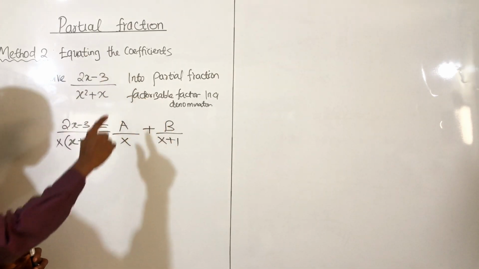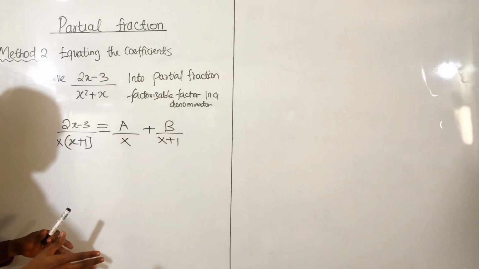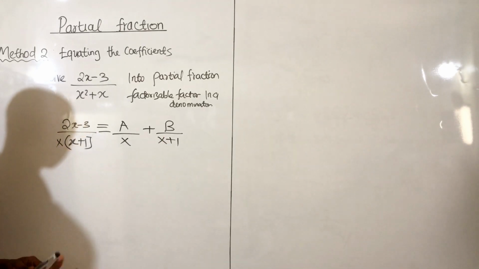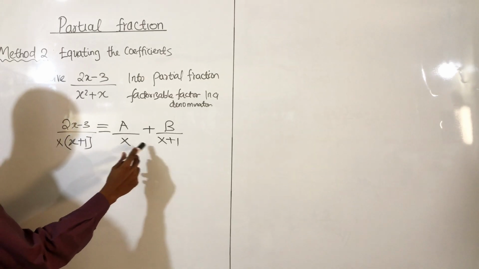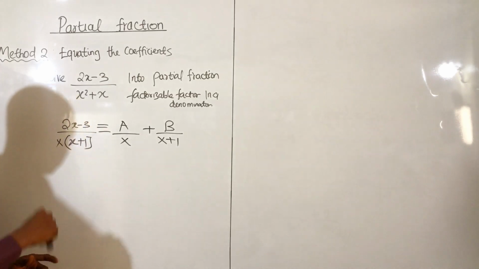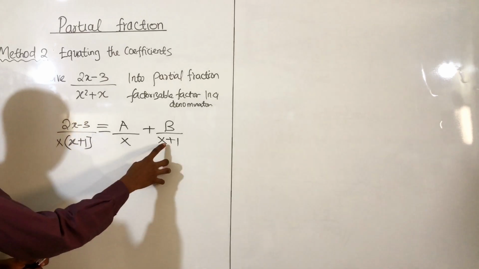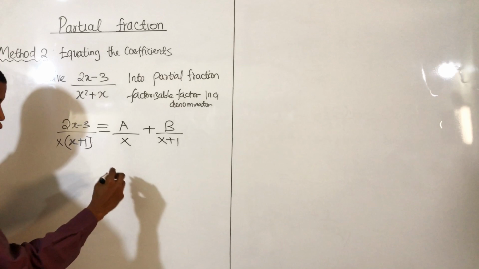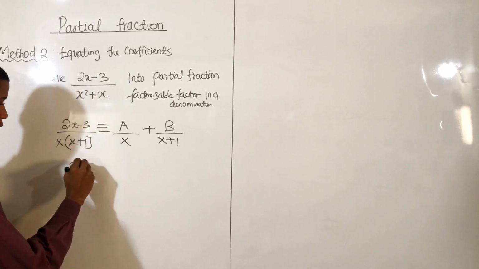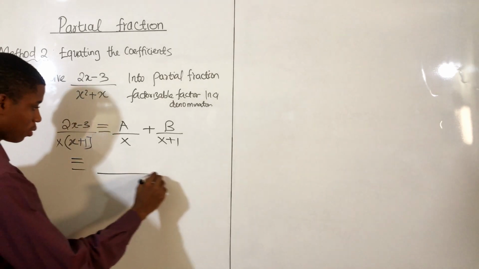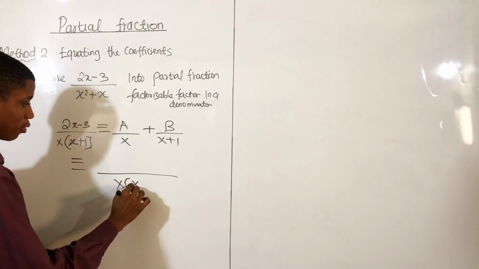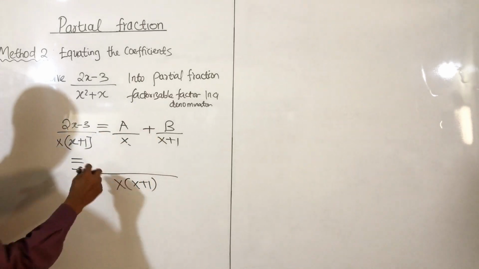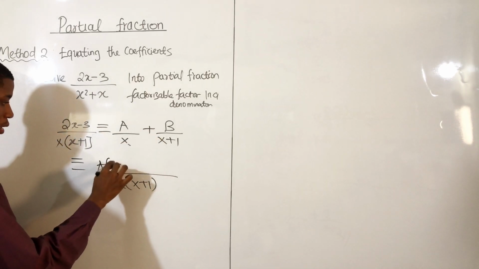Now, the method of equating coefficients is very simple. We're going to take the LCM of both sides of this equation. The LCM between x and x plus 1 is x bracket x plus 1. So we're going to multiply by x plus 1 here. The concept is easy, taking the LCM. We're having the LCM as x(x plus 1). So x plus 1 is going to multiply a, and you have a bracket x plus 1.